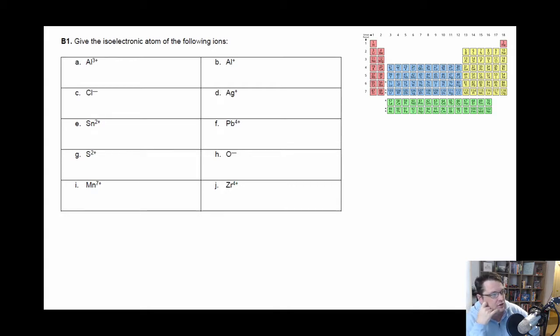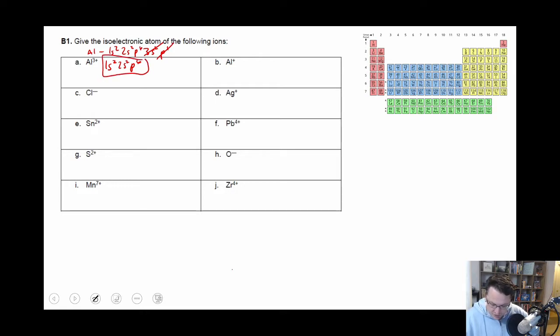So, if we're looking at aluminum 3+, let's write out the electronic configuration in that case. We have 1s2, 2s2, 2p6, because aluminum on its own is 1s2, 2s2, 2p6, 3s2, 3p1. If we're removing 3 electrons, we're taking out the 3s2 and the 3p1, and so we only end up with this.